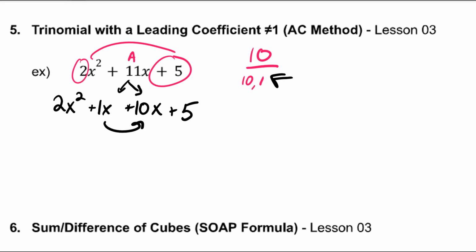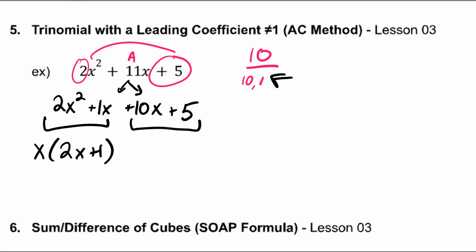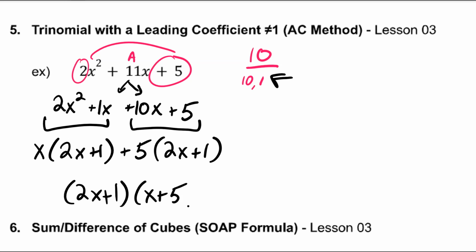Now, you could swap the order of those and the factoring would still work out. You would just get your factors in a different order. But remember, multiplication is commutative, so it doesn't matter what order you write your factors in. I could factor out an x from the first pair and a 5 from the second pair. They both have a 2x plus 1, and we'd be left with x plus 5.